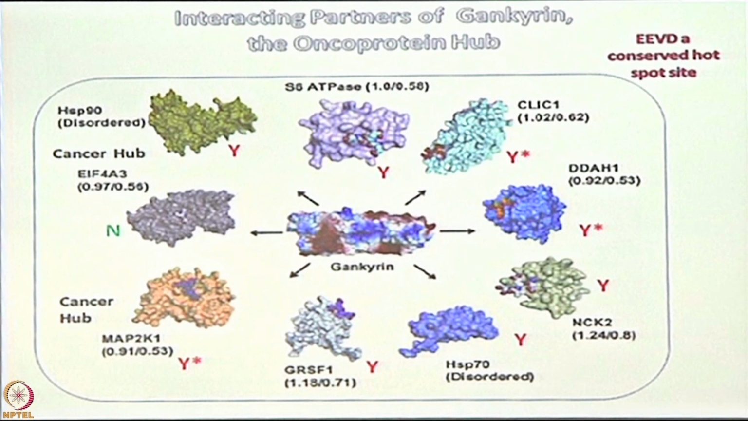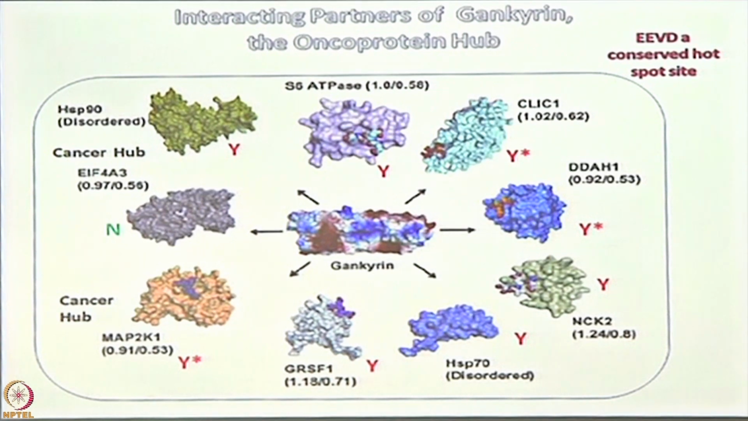And then except for this one protein, we found all of these that we predicted interact with ganchirin experimentally. And if you mutate the EEVD here, you lose interaction. This is already published. And as you can see, 7 of them drive this interaction through EEVD. So this is a subnetwork within the ganchirin EEVD interaction.